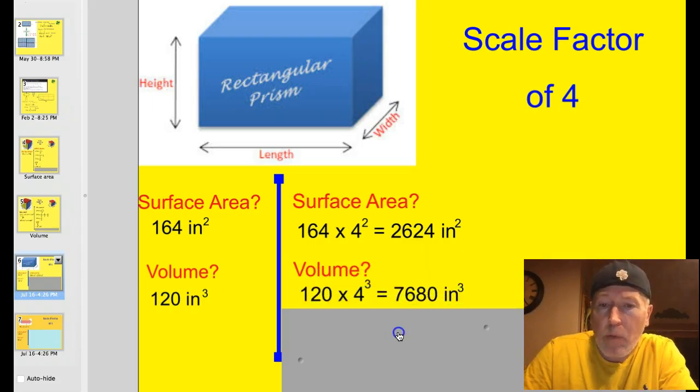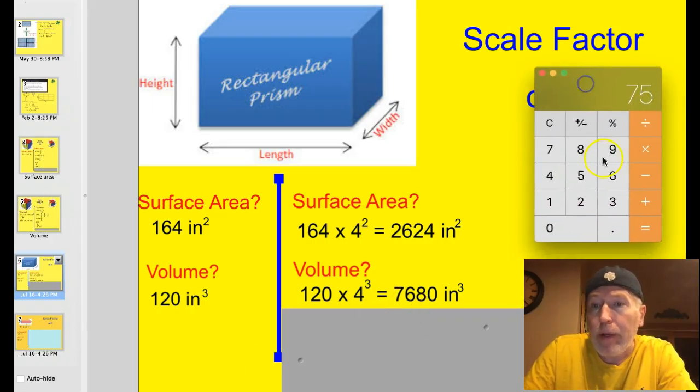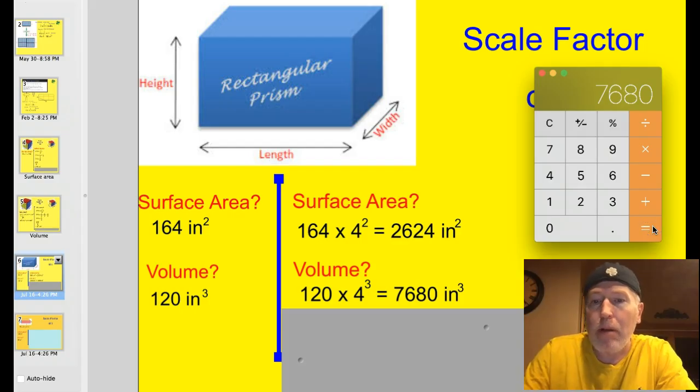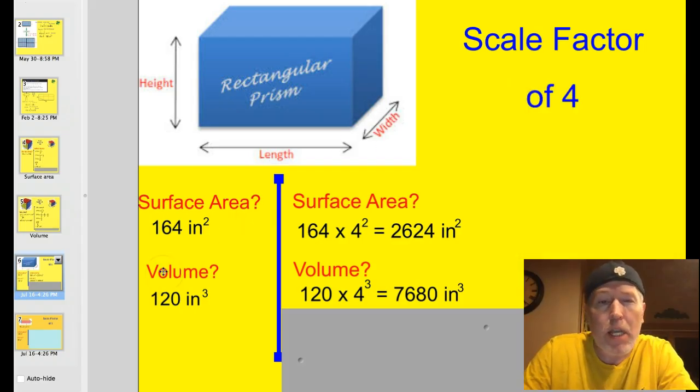All right, how about the volume? Well, we'll pop the volume in. The volume of this rectangular prism up here is 120 inches cubed. So 120 times the scale factor cubed. This is really 120 times 4 times 4 times 4. So 120 times 64 is 7,680. What? You don't believe me? All right, I'll do it. Clear this baby out. 120 times 4 times 4 times 4 equals, bam, 7,680 inches cubed. You guys got to start trusting me one of these days.